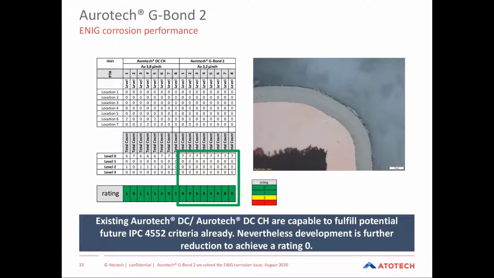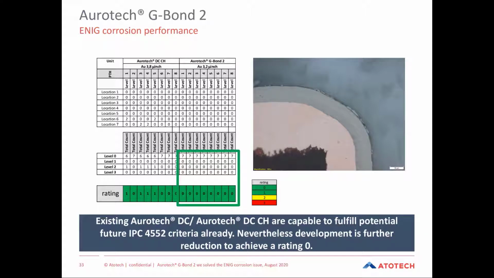And why the PTHs? Because they are typically the location on the PCB where you find the corrosion first, because of the solution flow there. So if we have one panel which we want to investigate for corrosion, we cut out and prepare a cross-section of 8 PTHs and then look at 7 locations per PTH. And then we count how many corrosion events we see over certain depths.